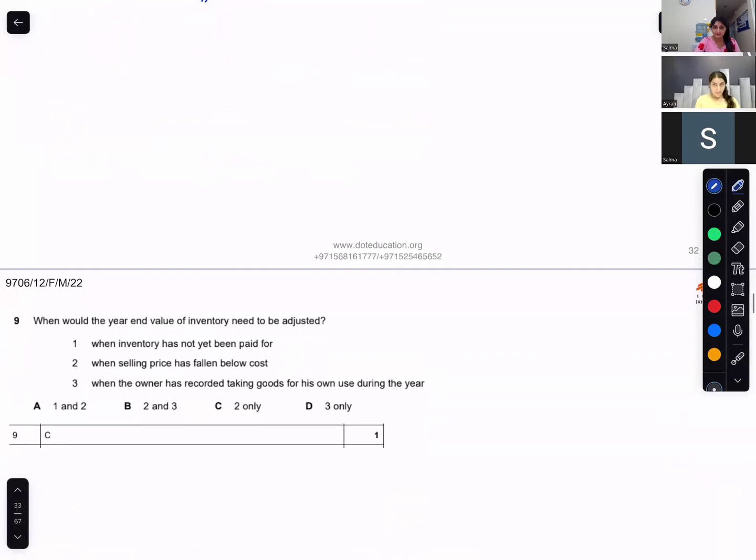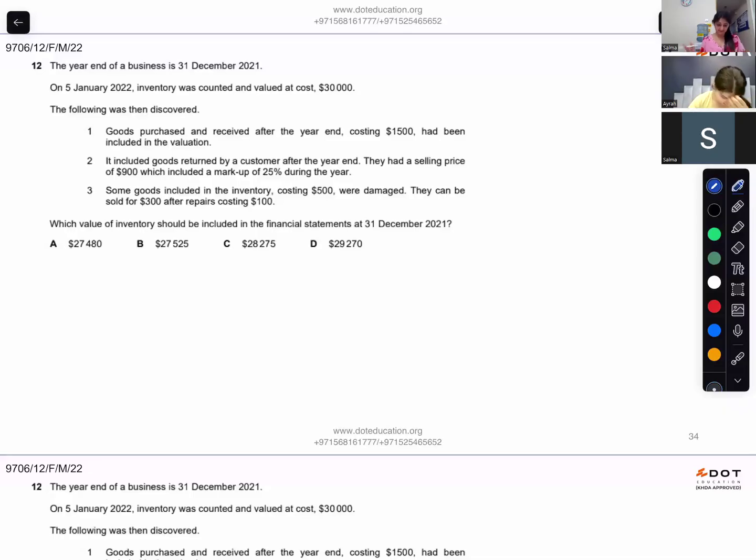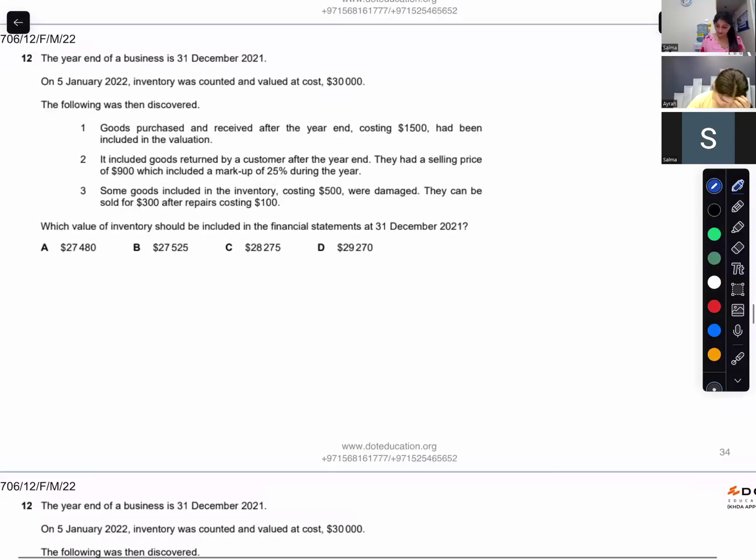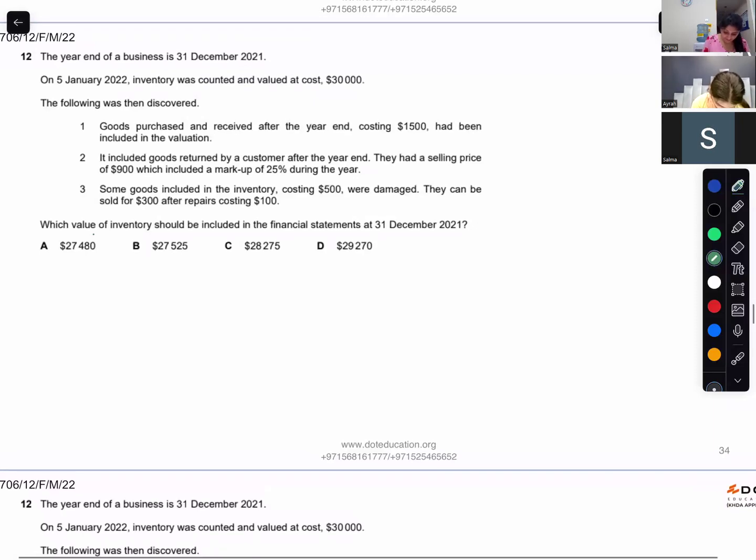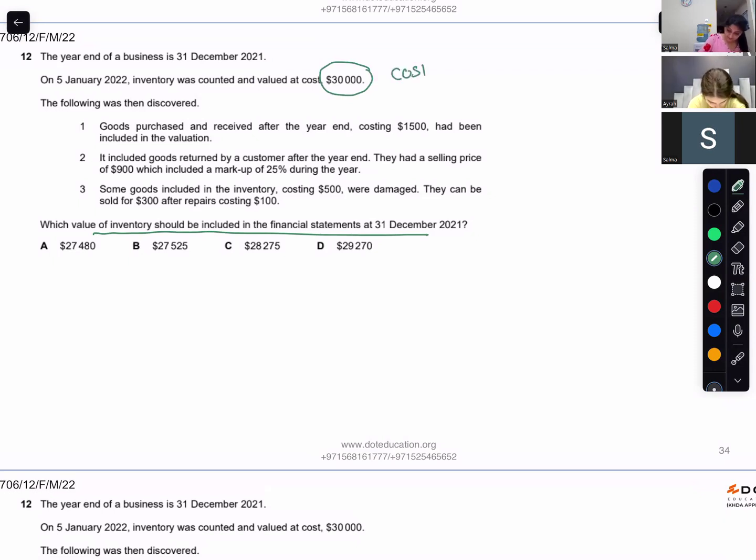Just give me a minute, okay? What is the question? Which value of inventory should be included in the financial statements at 31st December 2021? So what should be included in the financial statement? Now read the question. Inventory was counted and valued at 30,000. This is the cost. Then goods purchased and received after year end costing 1,500 had been included.